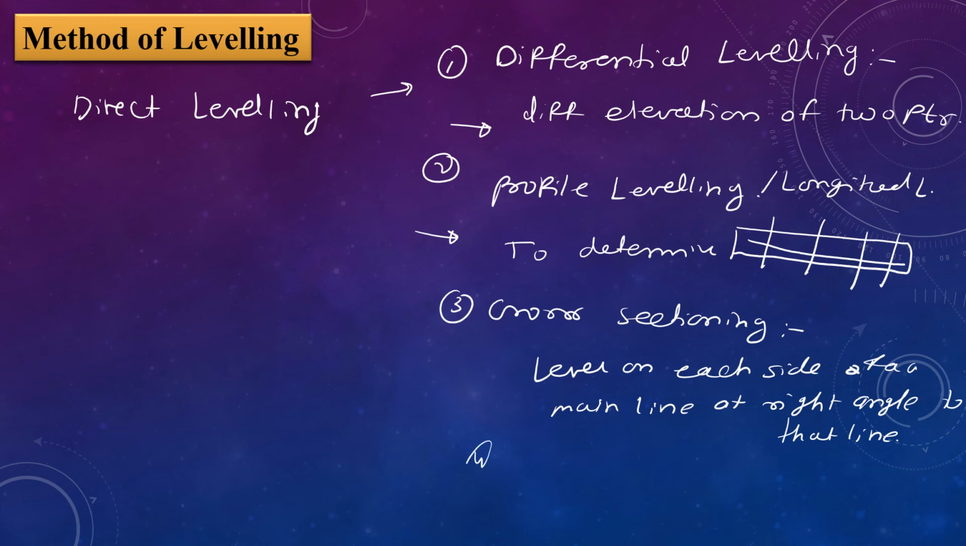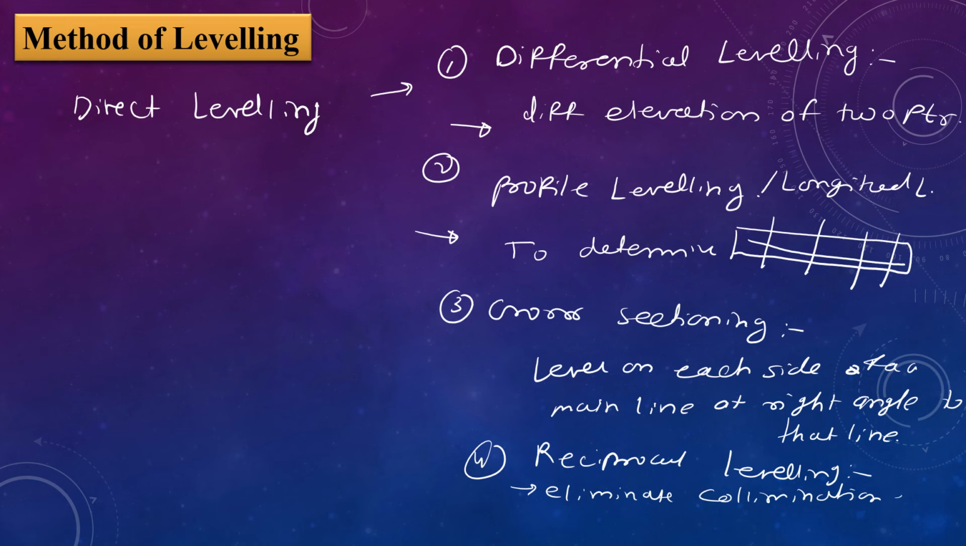Then next, fourth is reciprocal leveling. In this reciprocal leveling, the instrument is set at the center to eliminate the collimation error.